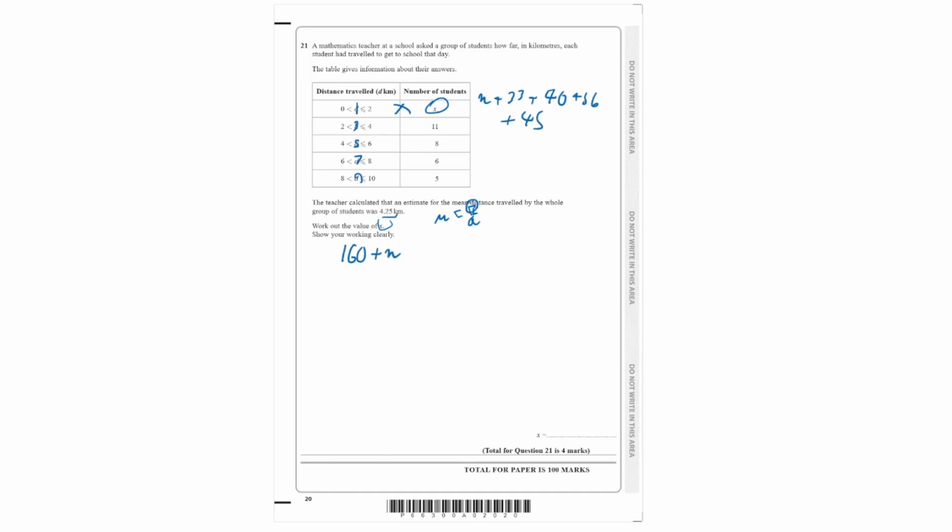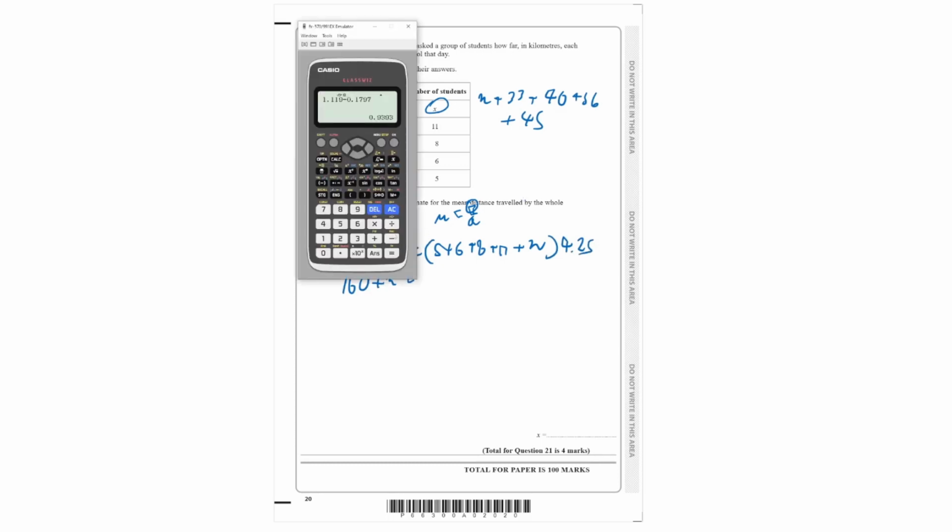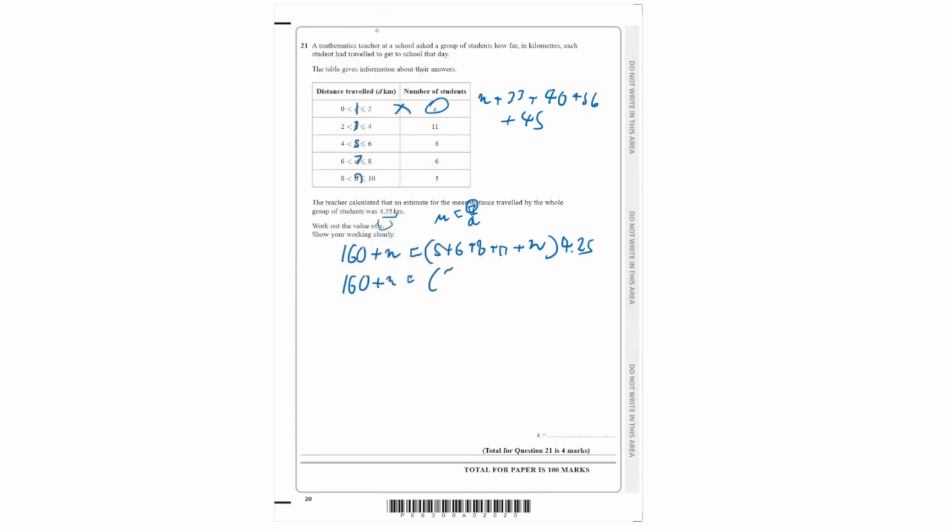Then we have to divide that by the total amount of students. So here, 5 plus 6 plus 8 plus 11 plus x, because we still don't know what x is. Then we multiply this by the mean in order to get the total. So we multiply this by 4.25. And we can actually simplify this. 160 plus x is equal to 5 plus 6 plus 8 plus 11, we have 30, so it is equal to 30 plus x into 4.25.